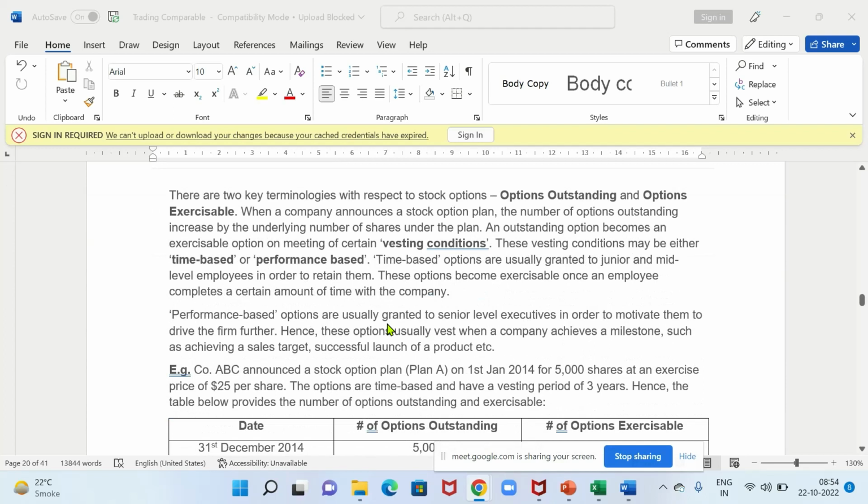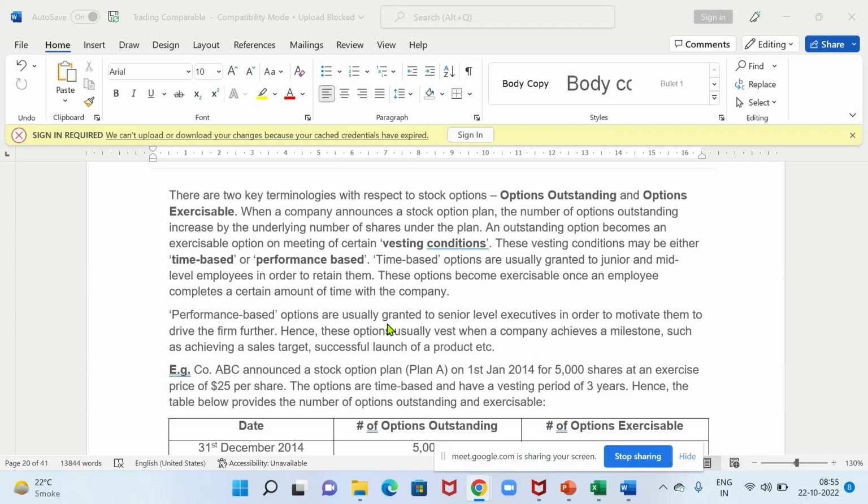Generally, these options have a vesting condition. Vesting conditions are basically time-based or performance-based. Time-based are usually granted to junior and mid-level employees, basically to retain them, and performance-based is given to the senior leadership. By performance-based, I mean that at times, if my share price increases by X percentage, you would be entitled to this. Or if my earnings have increased or there is a certain growth you have achieved, you will get that. Time vesting is just for retention and to reduce your attrition at the same time.